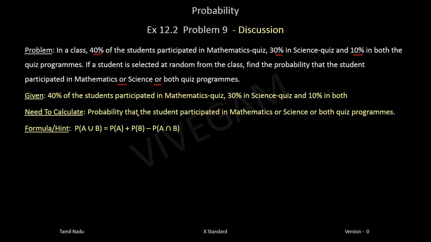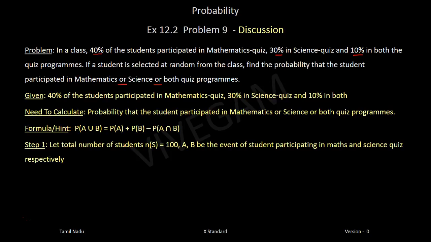The formula is the addition theorem. Probability of A union B equals probability of A plus probability of B minus probability of A intersection B. So, first step, let the number of students be 100, because it is percentage. So n of S is 100. And A be the event of the student participating in maths quiz, B be the event of the student participating in science quiz. And what will A intersection B be? That is participating in maths quiz and science quiz.